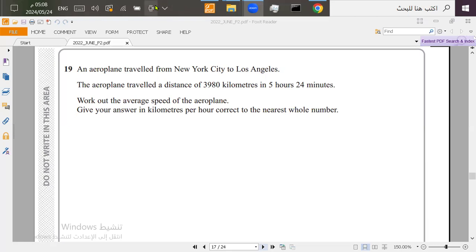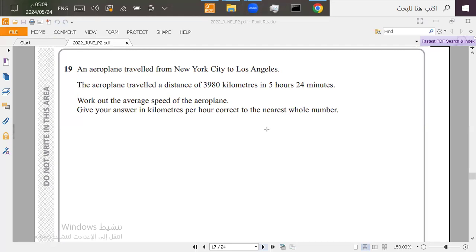In this video, we're going to continue the questions of Foundation Tier 2022 Paper 2. Now, question 19. An airplane traveled from New York City to Los Angeles. The airplane traveled a distance of 3,980 kilometers in 5 hours and 24 minutes. Work out the average speed of the airplane. Give your answer in kilometers per hour, correct to the nearest whole number.